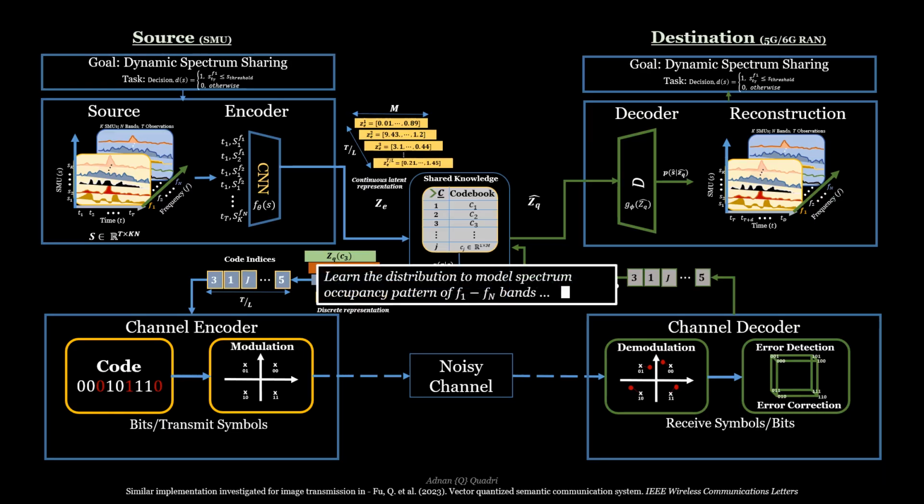The intuition behind this design is that we want to learn the distribution that best models the spectrum occupancy pattern of our desired frequency bands and use that to reconstruct or forecast spectrum usage.